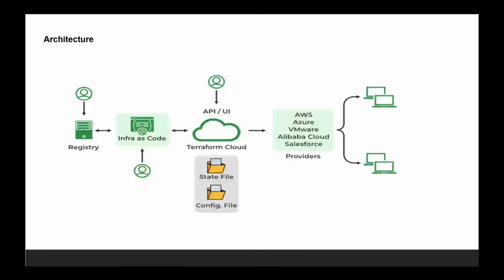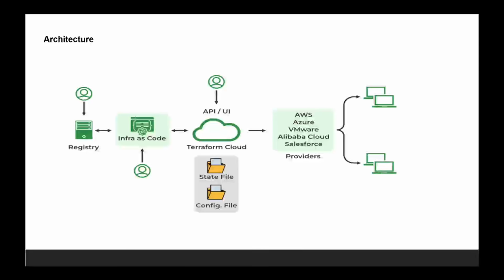Another one is the state file plus configuration file. The configuration file describes the desired infrastructure, and the state file records Terraform's understanding of the infrastructure which it manages. For example, if the configuration says we want two AWS servers, and the current state says I currently have one AWS server, Terraform will create one additional server.